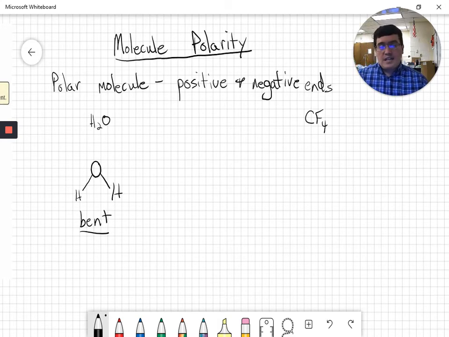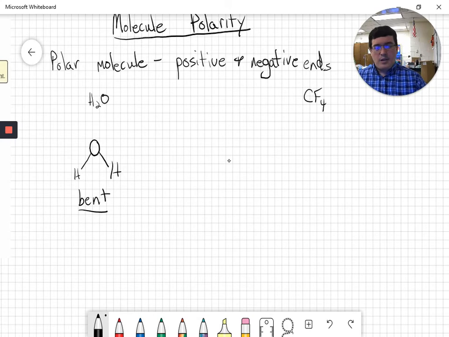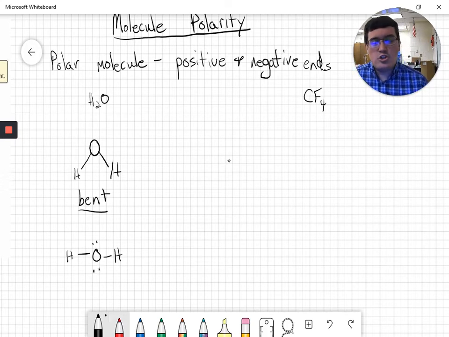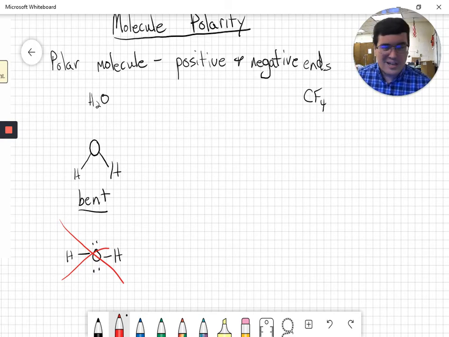If I was drawing this with the bond diagram, I might get this wrong, right? Because if I'm looking at the bond diagram, I might have drawn it like this. That's the bond diagram of this. Do not use the bond diagram. Use the shape. We have to do this from the VSEPR shape, which is the whole reason for us looking at the VSEPR shape.